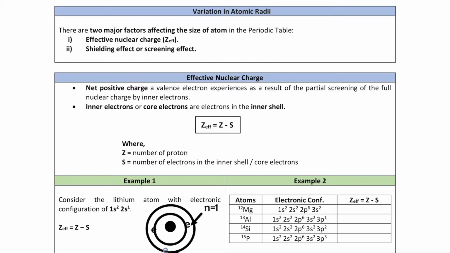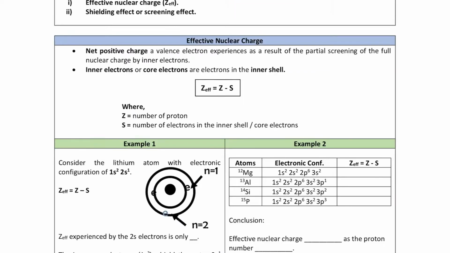Okay, before we start our explanation on atomic radius, the first thing that you need to know are the factors that affect the size or atomic radius in the periodic table. There are two major factors that affect the size of an atom. The first one is effective nuclear charge, Zeff, and the second one is the shielding effect, also known as the screening effect. You have to understand these two major factors first, then only you can explain the trend in atomic radius correctly. Let us start with effective nuclear charge.